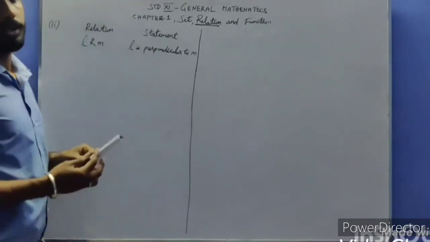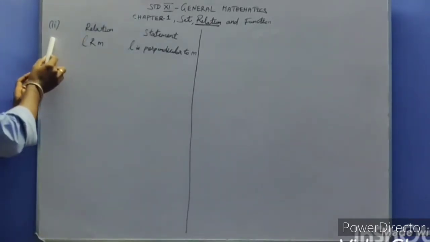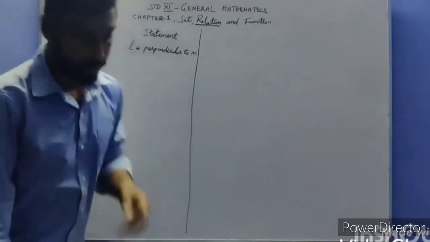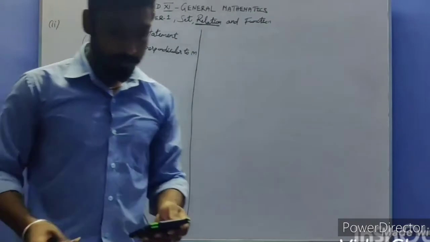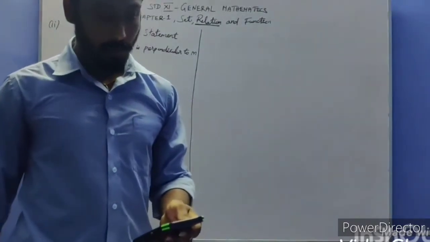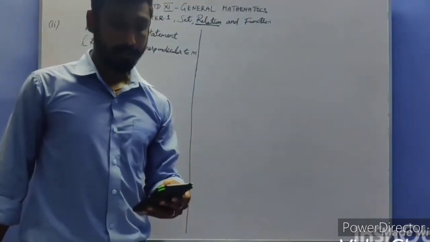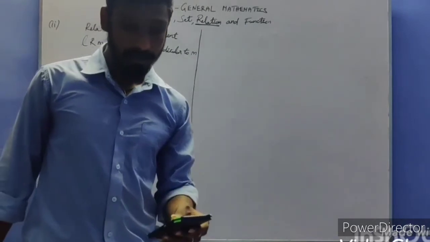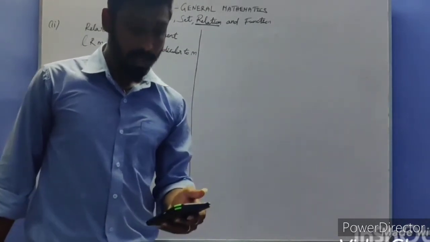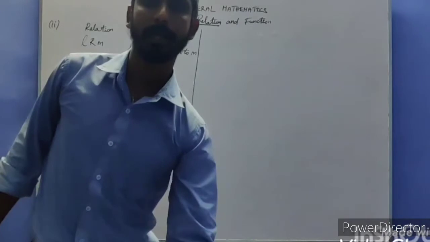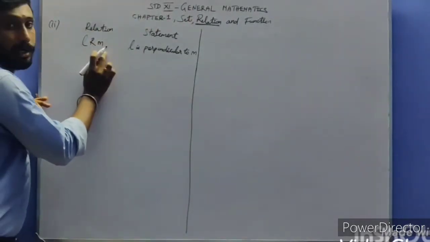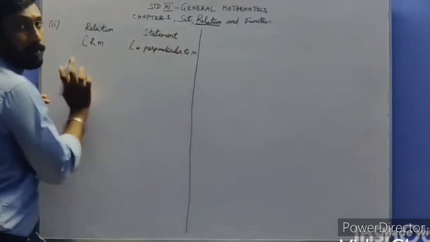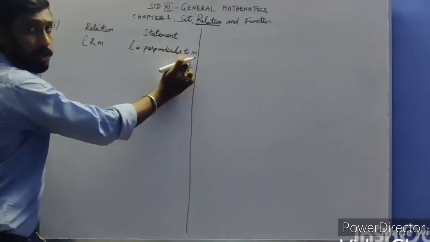Now listen children, now we are going to see the second one. What is the question they have given here? Let P denote, take your book first. Let P denote the set of all straight lines in a plane. The relation R is defined by L related to M if L is perpendicular to M. What is the relation they are giving here? L related to M. What is the statement they have given here? L is perpendicular to M.